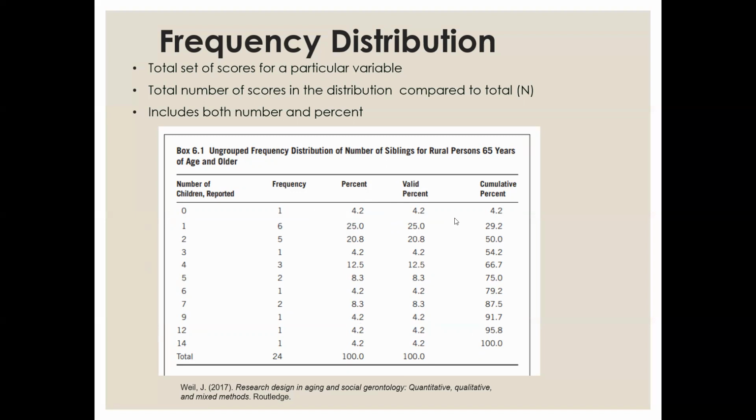And then the cumulative percent tells you what percentage of people have between 0 and 3 siblings, and you could say, well, 54%, right? So this brings in everybody before it. What percentage of people have 0 or 1 sibling? 29%. What percentage of people have between 0 and 4 siblings? 66.7%, right? So just a way of looking at it.